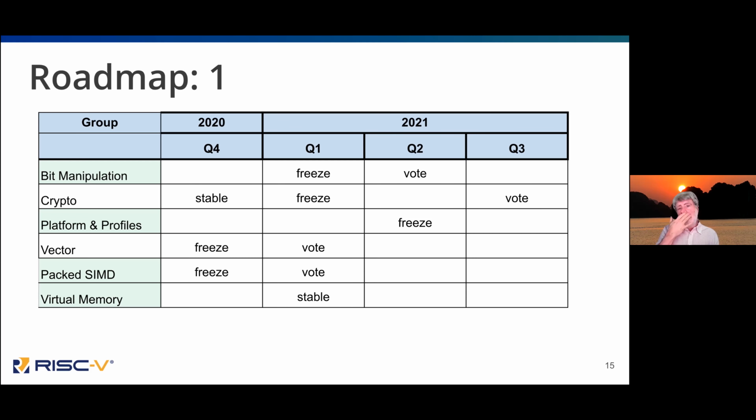Vector, very exciting. We are doing some rocket science there. We believe it is very exciting, and we're hoping to go to freeze this quarter and vote next quarter. There's a lot of work to be done there. And again, we're asking for help, and we've gotten help from a lot of people. If you're interested in helping, feel free to contact us, help@risc-v.org. We're glad to get anybody who's interested.